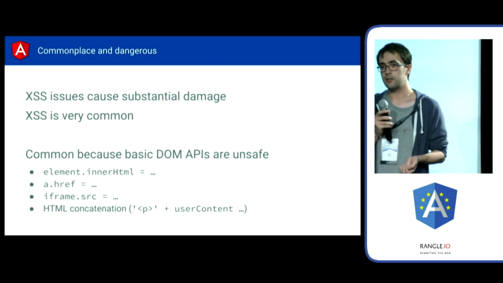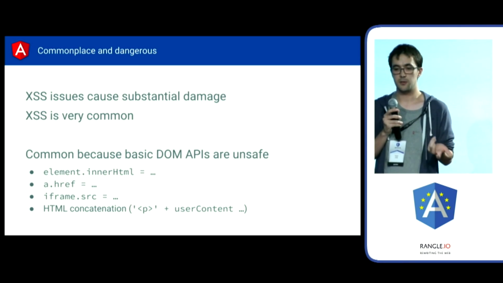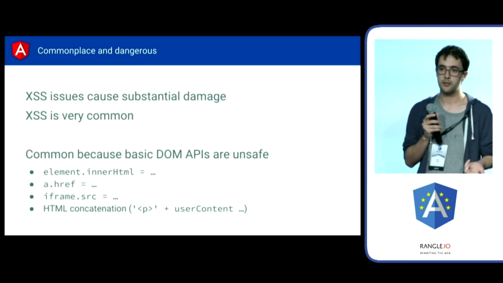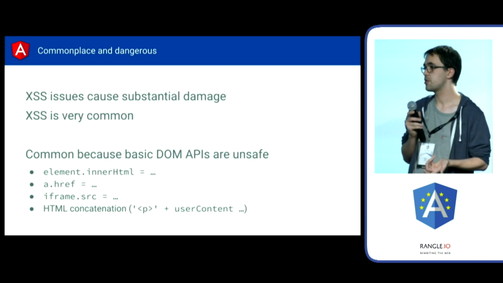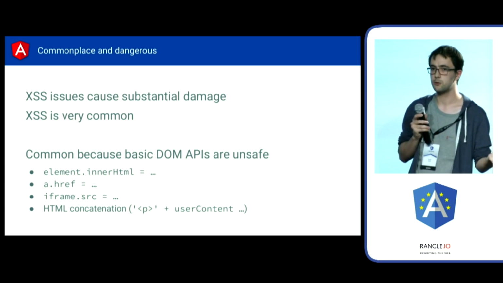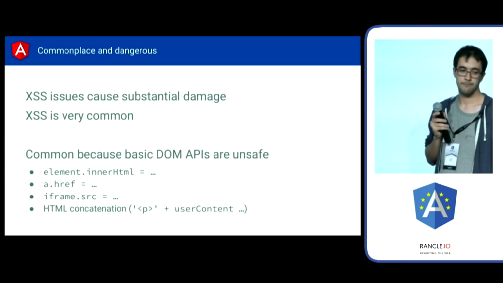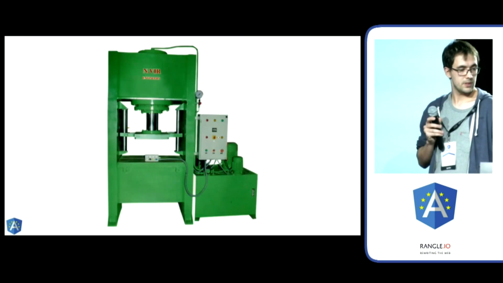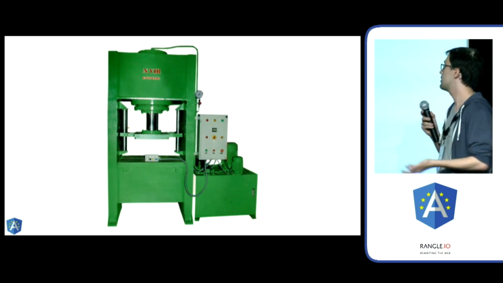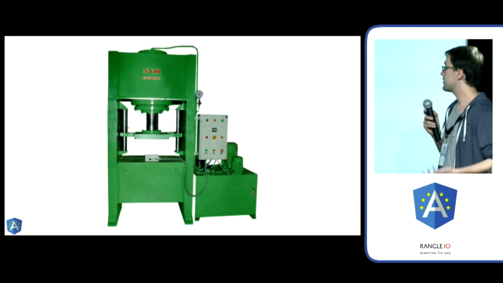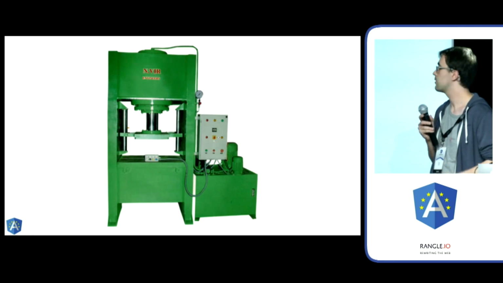Why are they so common? On one side, complexity, and on the other side, because all the basic ways to write HTML to a page will be unsafe. If you do innerHTML, you will have the full power of HTML available to whatever goes into that sink. Same with links, same with HTML concatenation. One way to think of it is to take an old industrial machine. This is a press, it's really powerful. Problem is that if you put your fingers in it, it won't care.